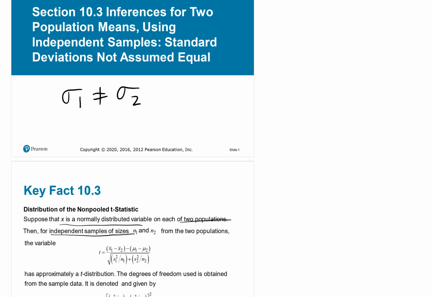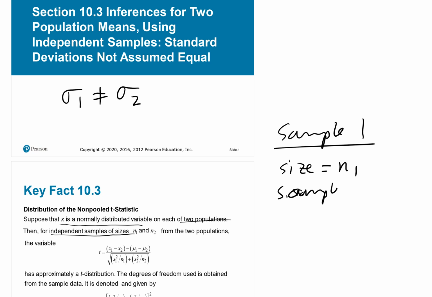So s1 and s2 are the sample values. You have sample 1, which has size n1, sample standard deviation s1, and mean x1 bar. Sample 2 would be the same thing.